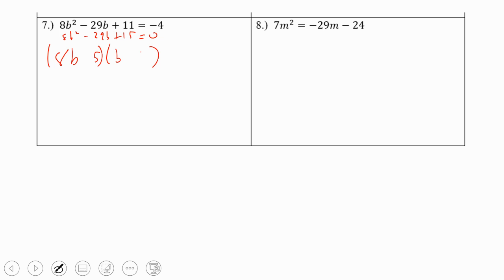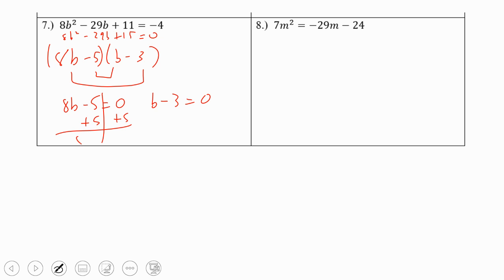So there's a 5, there's a 3, that's 5, that's 24. They both, negative 5 and negative 24 is negative 29. So now it is factored. So that one's just a little bit harder to factor. Once I have my factors, though, I'm good to go. I set them equal to 0, plus 5, b equals 5/8. I know the answer to that, b equals 3.